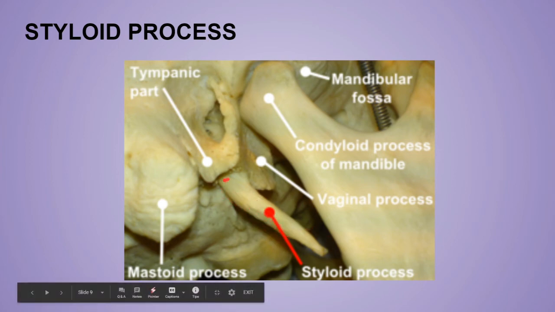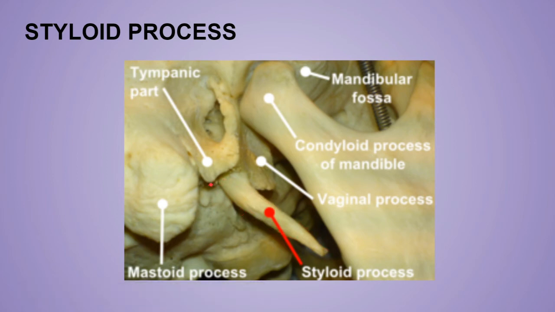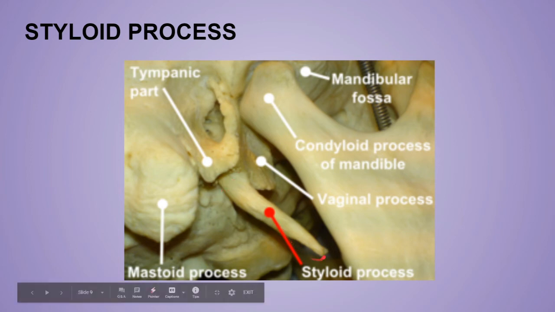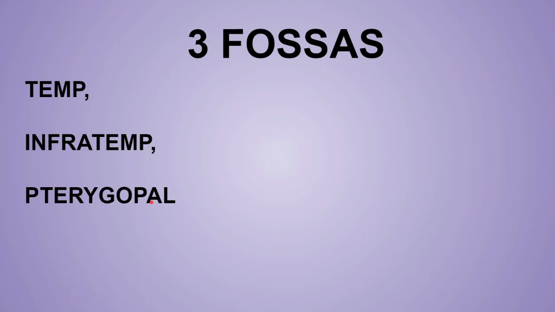It has one base and one apex. Its base is partly ensheathed by the tympanic plate, while its apex, or the tip, is usually hidden from view by the posterior border of the ramus of the mandible. So this is the styloid process, anteromedial to the mastoid process. Now we have mainly three fossae: the temporal fossa, infratemporal fossa, and the pterygopalatine fossa. We will talk about each of these fossae in our next videos, because it is a very huge topic and we can cover every topic in a particular video.